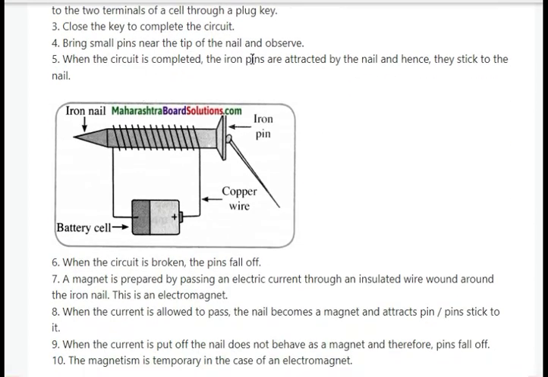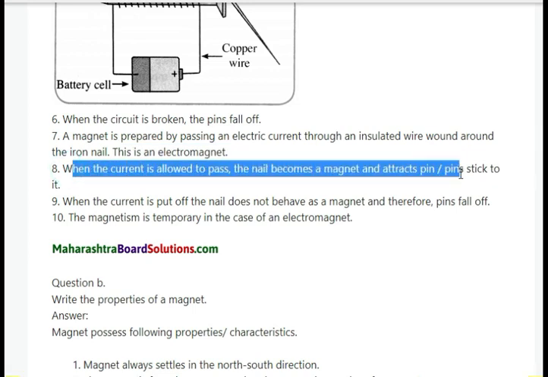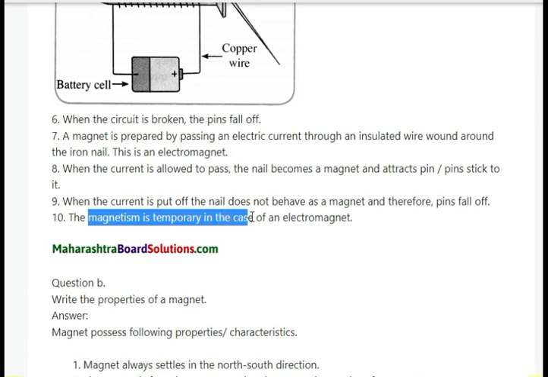When the circuit is completed, the iron pins are attracted by the nail and hence they stick to the nail. When the circuit is broken, the pins fall off. A magnet is prepared by passing an electric current through an insulated wire wound around the iron nail. This is an electromagnet. When the current is allowed to pass, the nail becomes a magnet and attracts pins. Pins stick to it. When the current is put off, the nail does not behave as a magnet and therefore pins fall off. The magnetism is temporary in the case of an electromagnet.